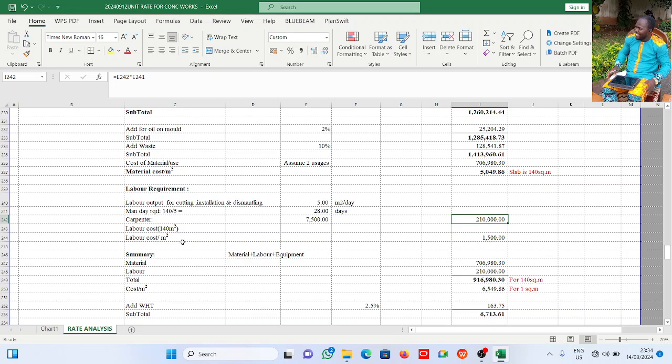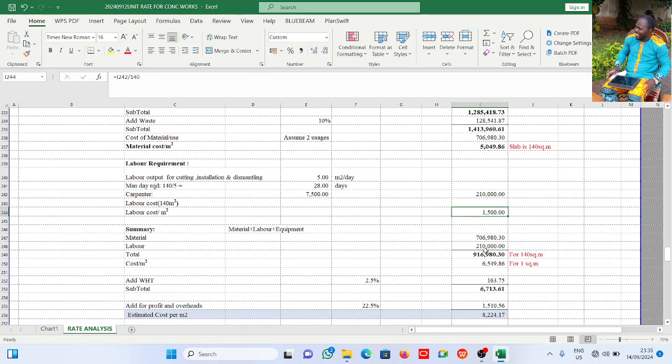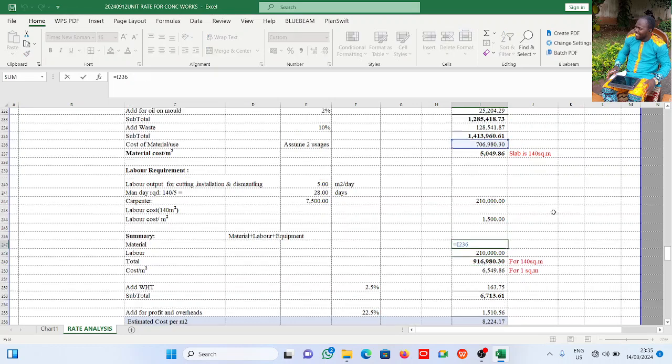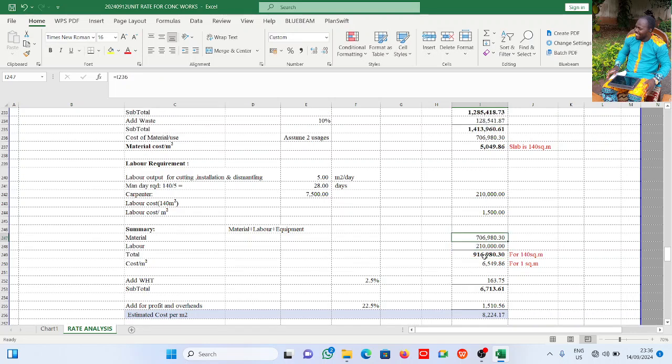Then labor cost per square meter, this is what I have. I divide by 140. All right, now summary of material, labor, and equipment, so to say. This is what I have here. This is material, and this is labor.